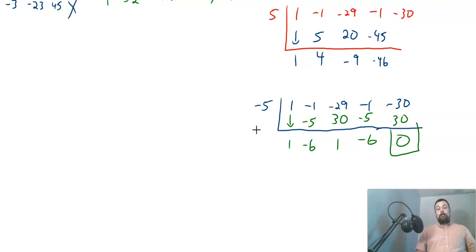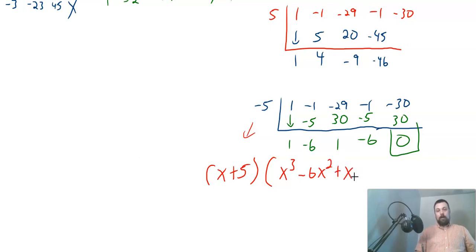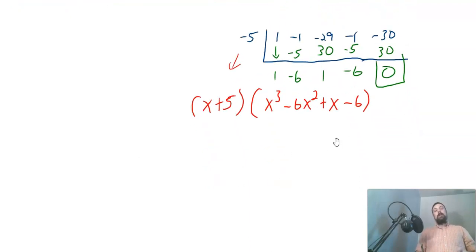stop and factor. And so I'm going to stop and factor. One of my factors will be x plus 5, right? It's minus negative 5. The other factor will be the quotient here, which is x to the third power minus 6x squared plus 1x minus 6. Now this one you can actually solve by factor by grouping.